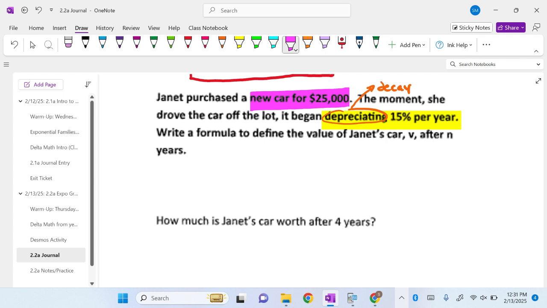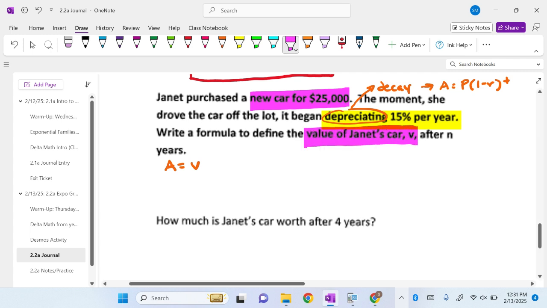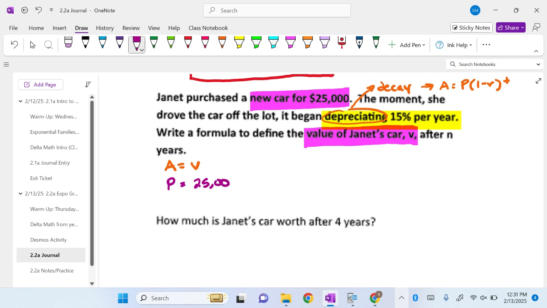So since it's a decay problem, that means we're using the formula A equals P times 1 minus R raised to the T power. So let's just go through our variables and define them. So A, what will be replacing A in this case? V. So the value of our car, or V. So right here. What's going to replace P? 25,000. That's what I started with.